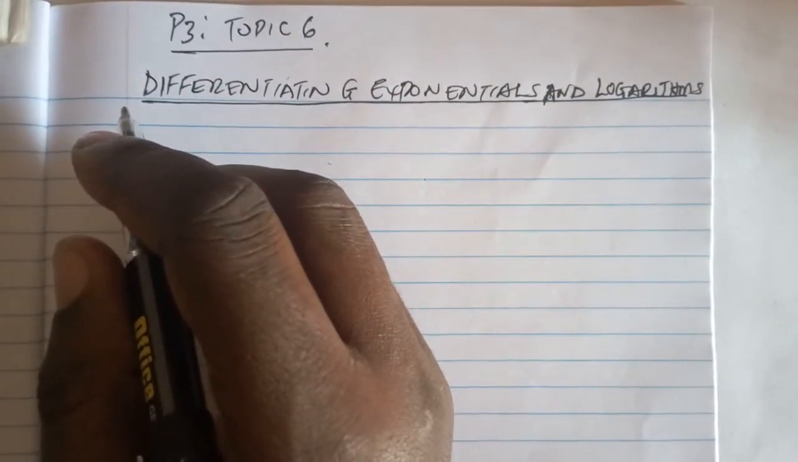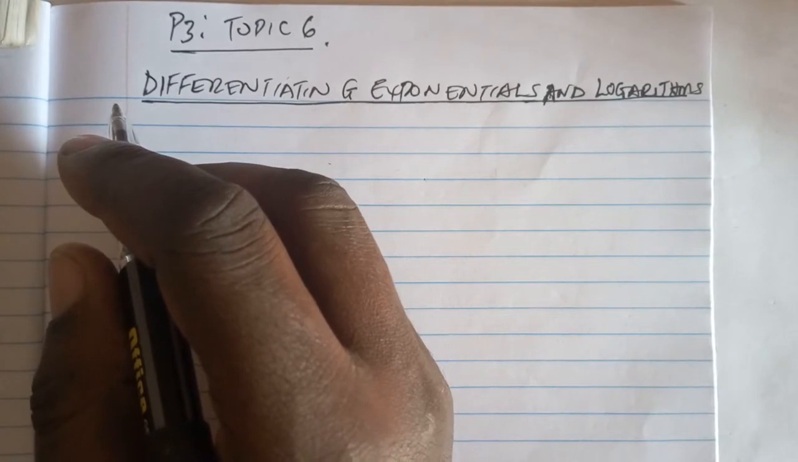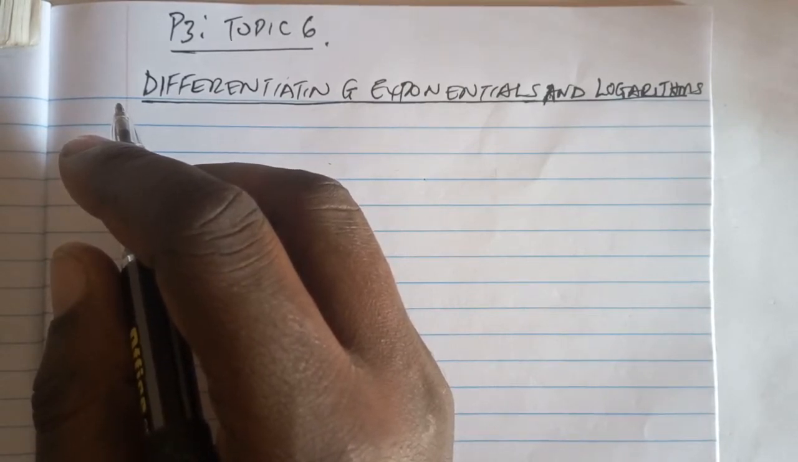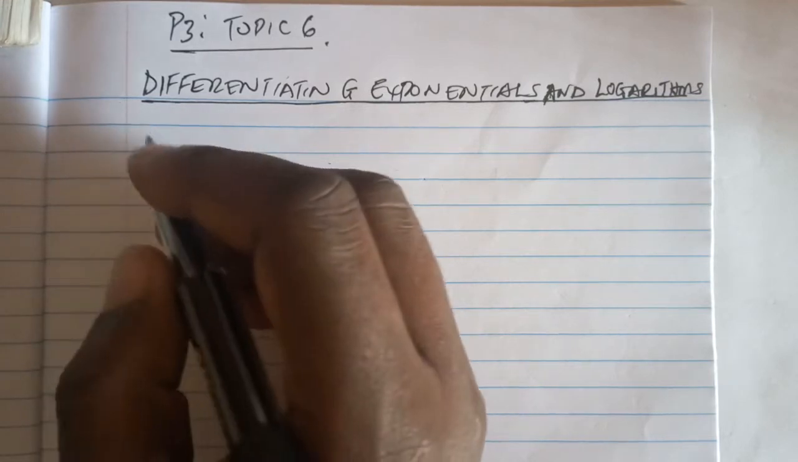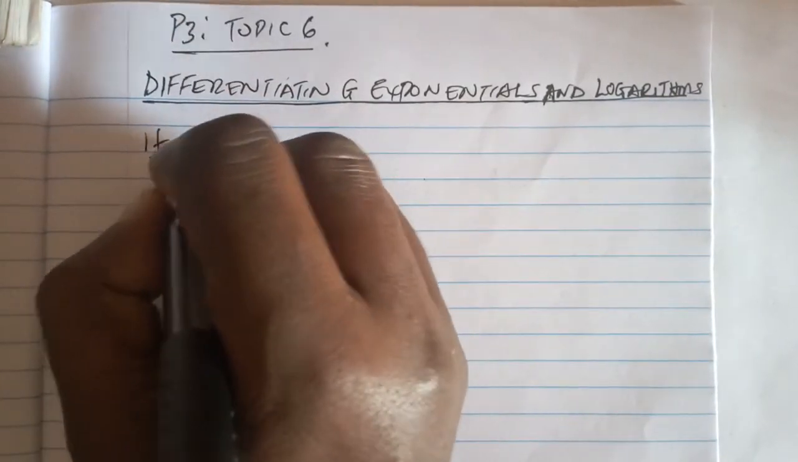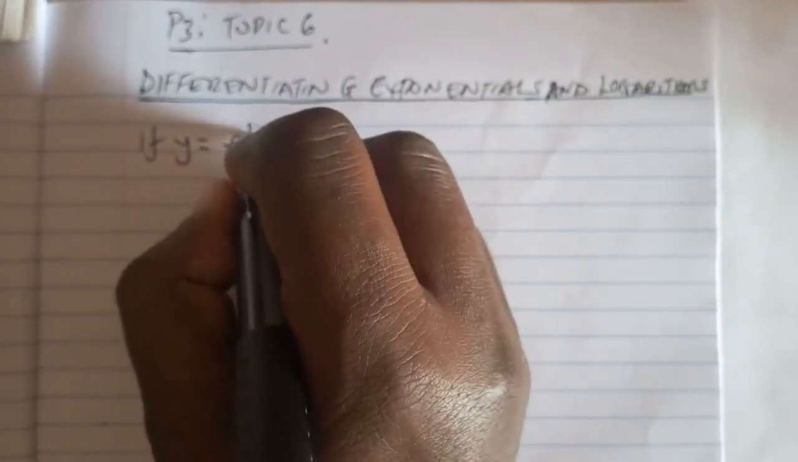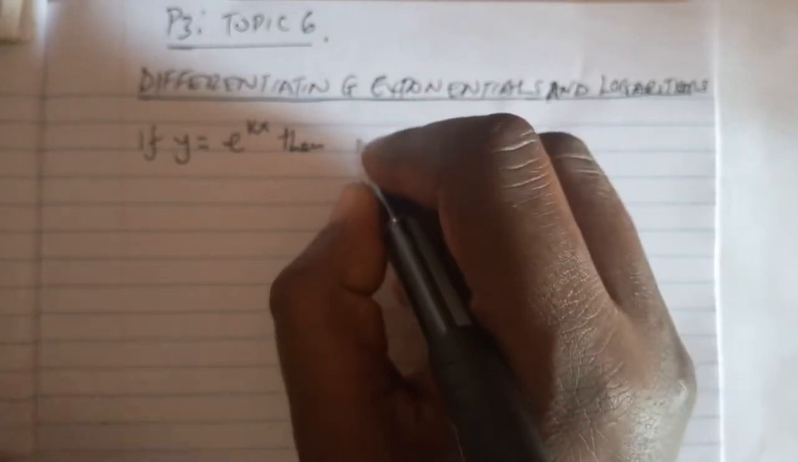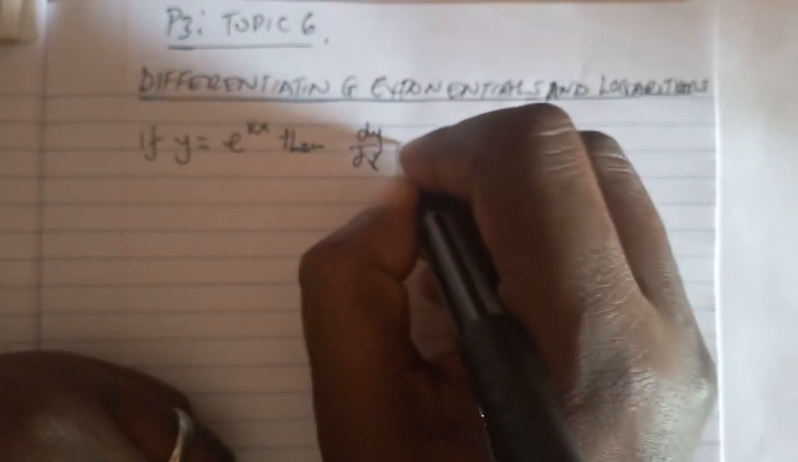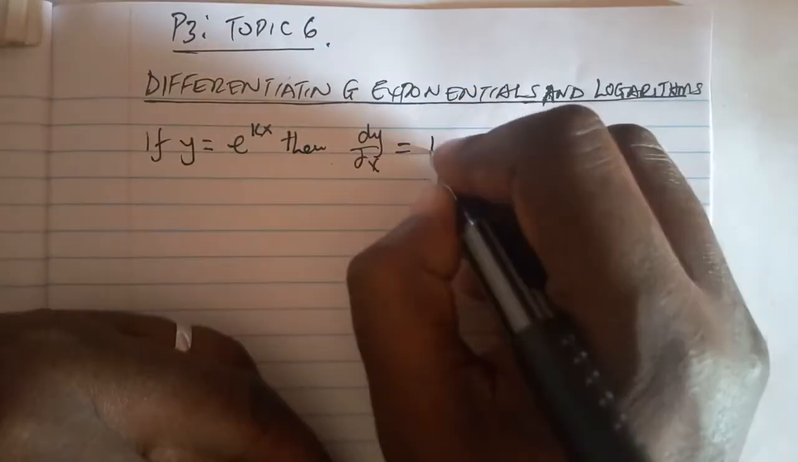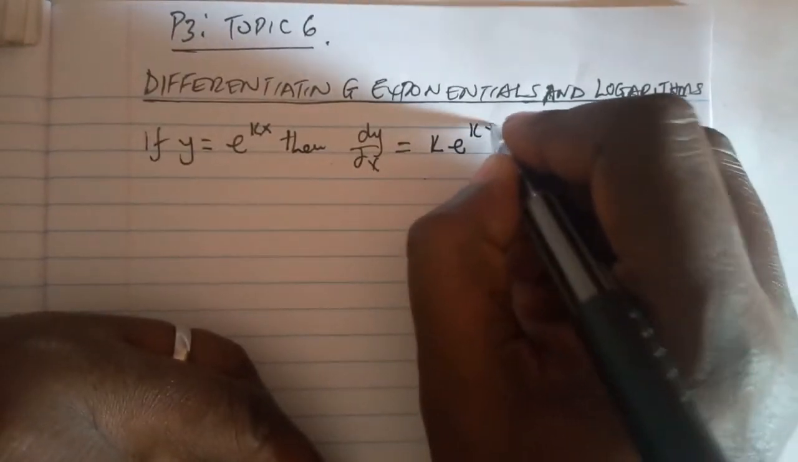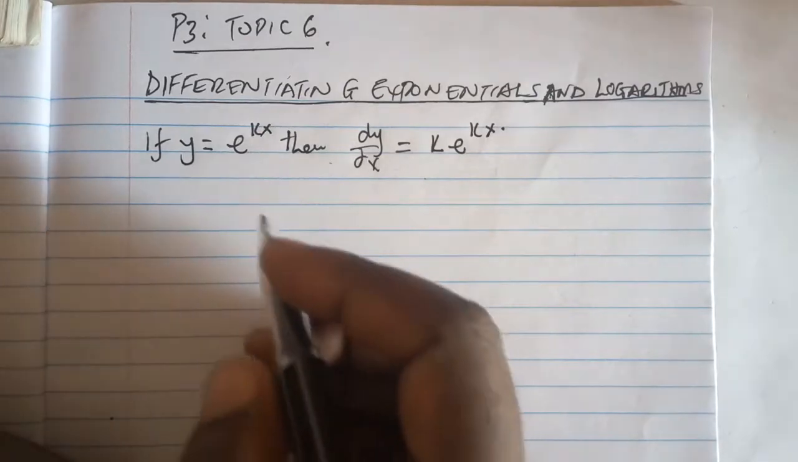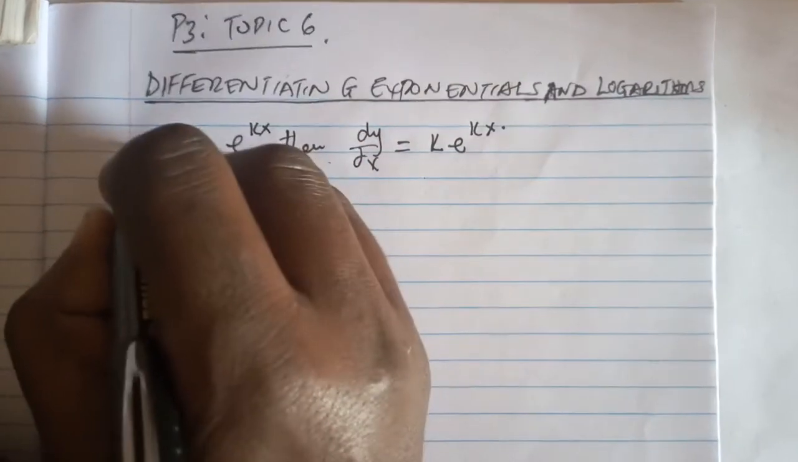And up there on page 128, you need to be able to differentiate expressions involving exponentials and logarithms. We are told if y is equal to e raised to power kx, then dy dx is equal to k e raised to power kx. That is a very important piece of information. This is number 1.